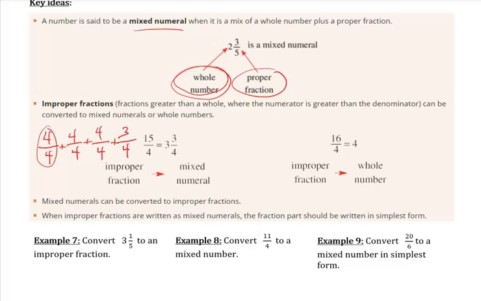Here are the whole numbers. I have 3 wholes, or I could say, how many times does 4 go into 15 without going over? I can multiply 4 by 3, that gives us 12 fourths plus 3 more. So that's why we get 3 3/4.